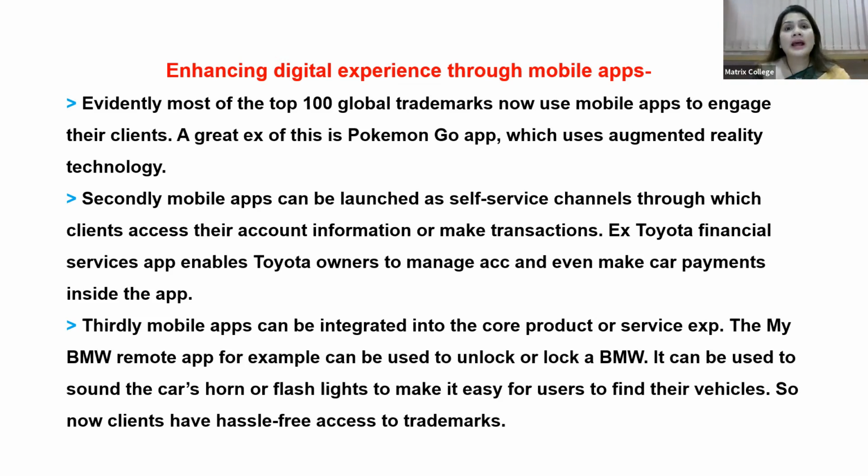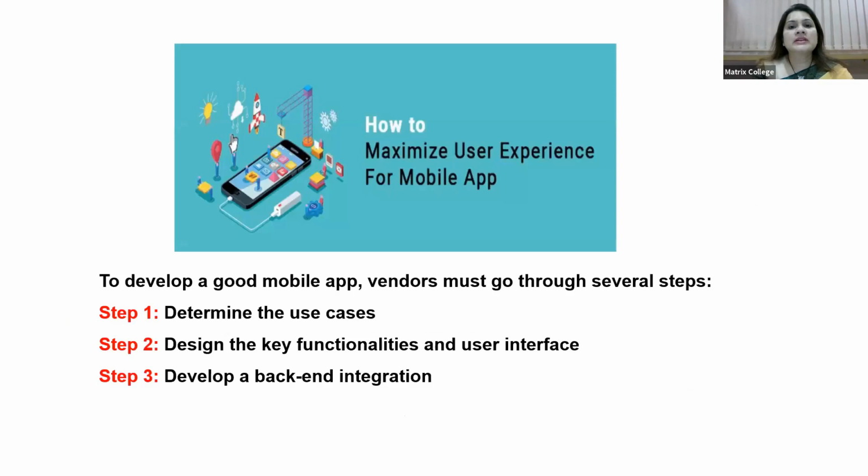So thirdly, mobile apps can be integrated into the core product or service experience. The My BMW remote app, for example, can be used to unlock your car. It can be used to sound the car's horn or flash the lights to make it easy for users to find their cars where they are located. So now clients have hassle-free access to the trademarks. These are the things which we studied.